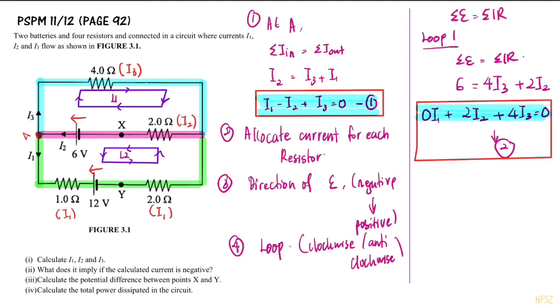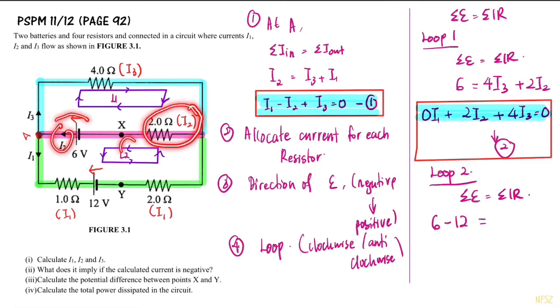Third equation will be based on loop 2. So sama je, summation EMF equal to summation IR. Kita tengok EMF dahulu. So loop kita to the left, EMF 6 volt pun to the left. So dia adalah tambah. So positive 6. Dan kita tengok 12 volt, EMF is to the left, loop kita ke kanan. So tak sama ni, nak buat apa? So it will be negative 12 equal summation IR. So here I2, 2I2, current sama dengan loop, so it will be positive 2I2.